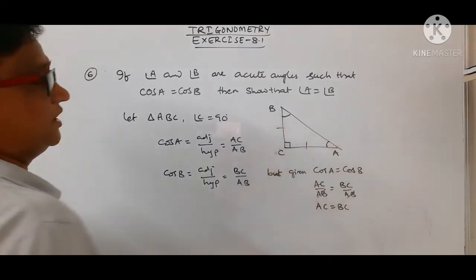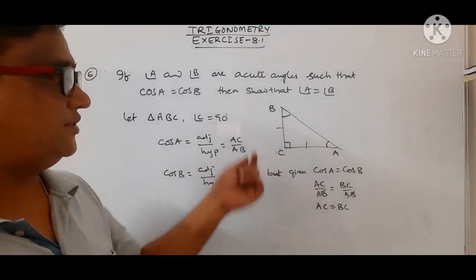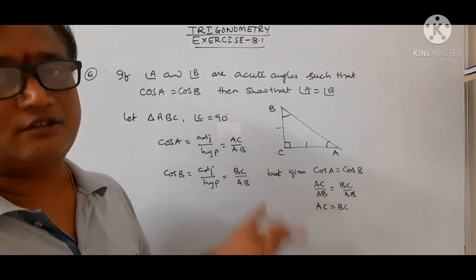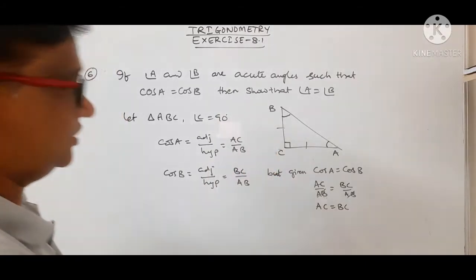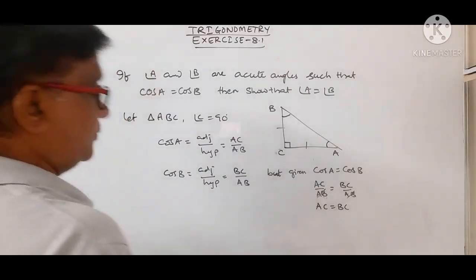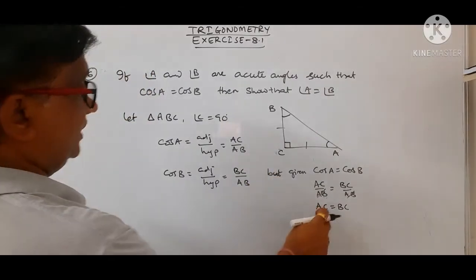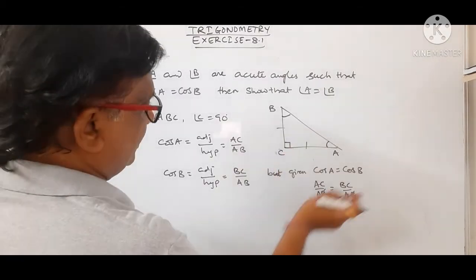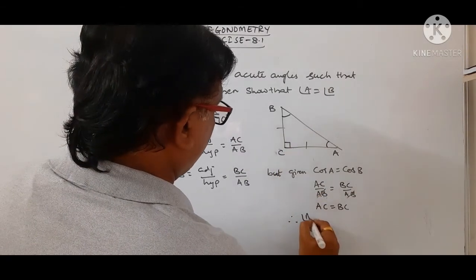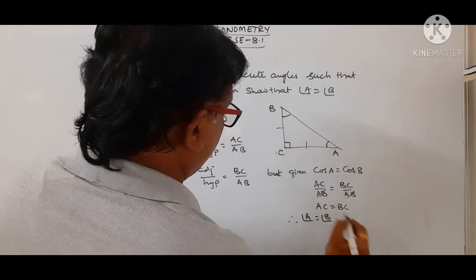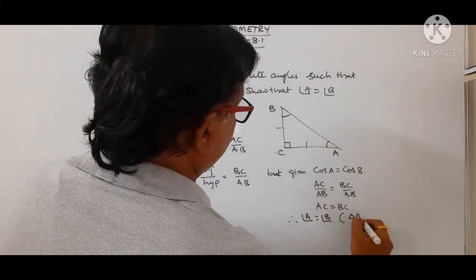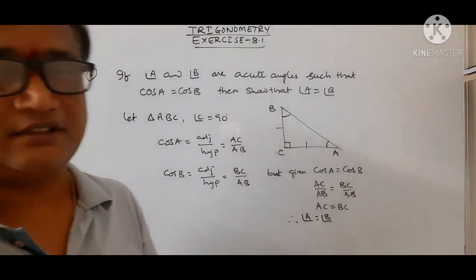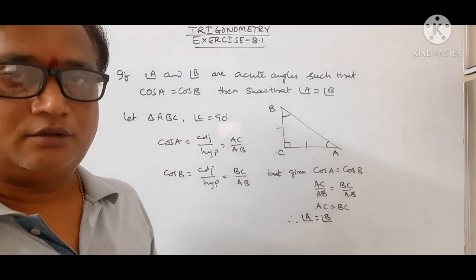That means two sides are equal. So triangle ABC is an isosceles triangle and C is 90. So it is a right angle isosceles triangle. Now the sides are equal, so the corresponding angles are also equal. The angles opposite equal sides are also equal. Therefore angle A equal to angle B. Triangle ABC is an isosceles right angle triangle. Okay, thank you.